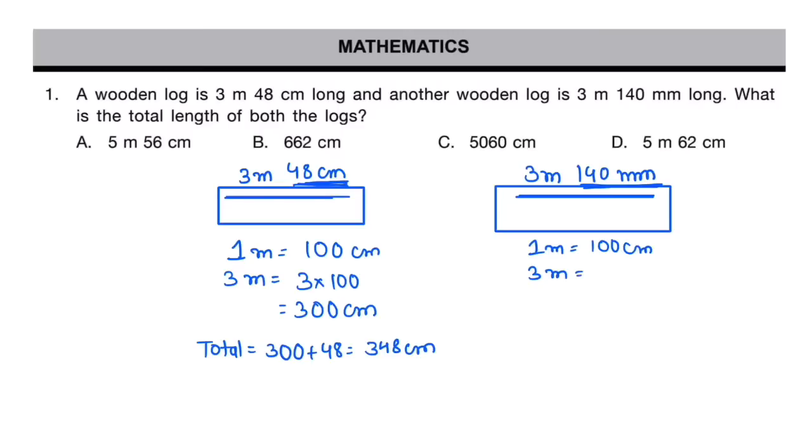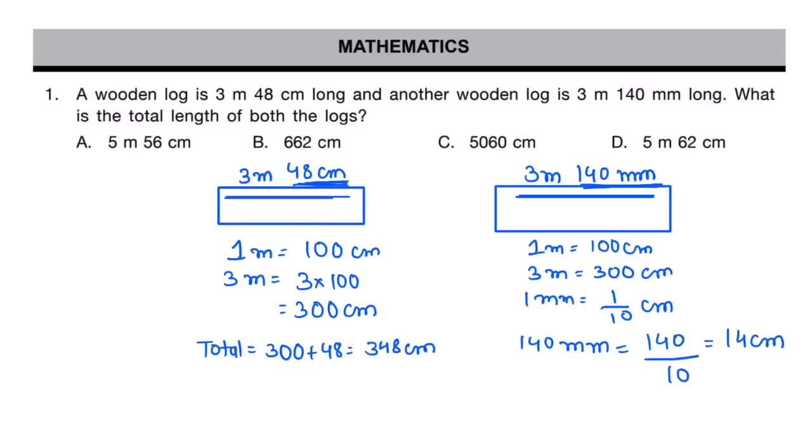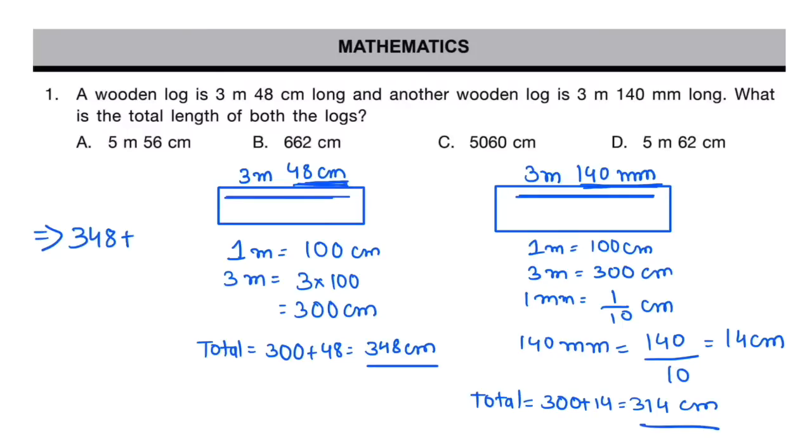Now in this log, 1 meter again 100 centimeter. So 3 meter is equal to 3 into 100, that is 300 centimeter. Now 1 millimeter is equal to 1 upon 10 centimeter. So 140 millimeter will be equal to 140 upon 10, that is 14 centimeter. So total length of this log is 300 centimeter plus 14 centimeter, that is 314 centimeter. Now the total length of both the logs, this plus this, 348 centimeter plus 314 centimeter, it is equal to 662 centimeter. Correct answer is option B.